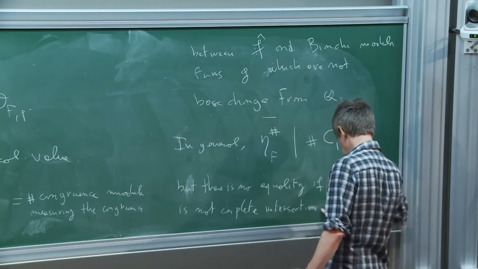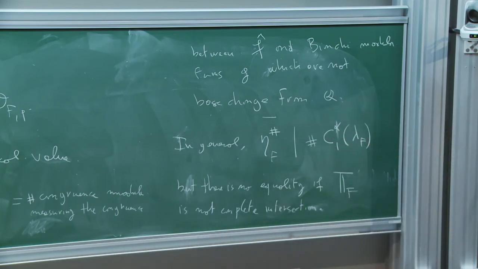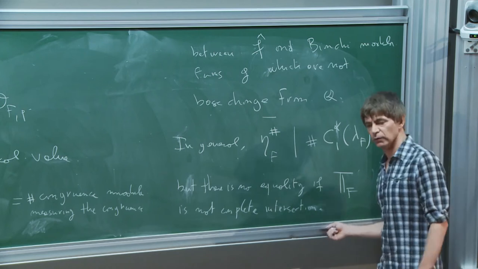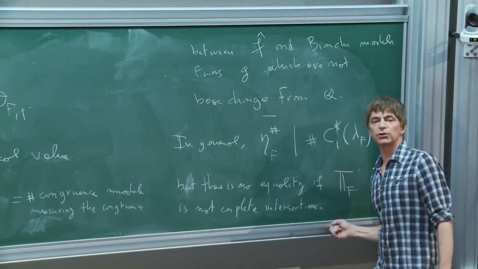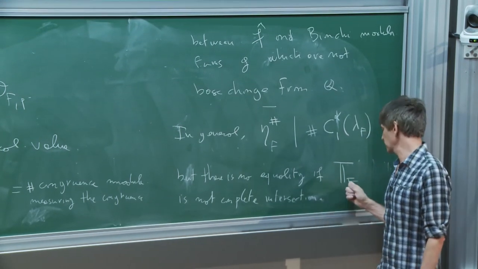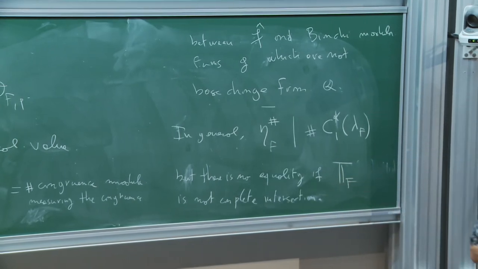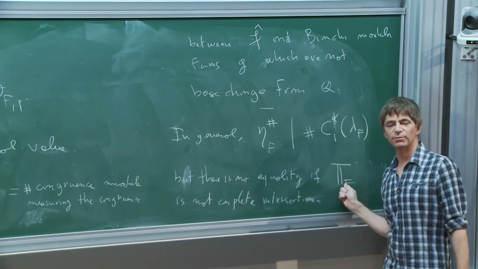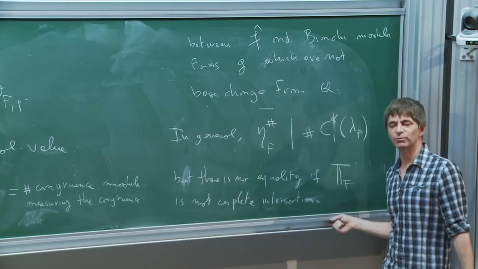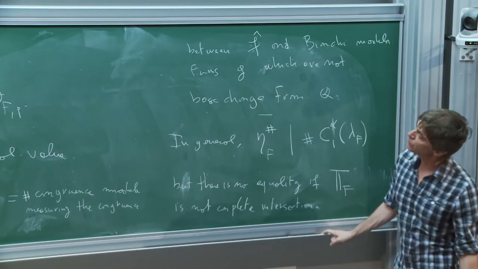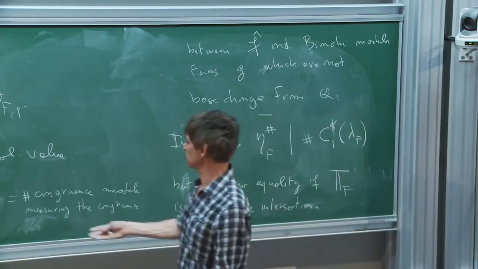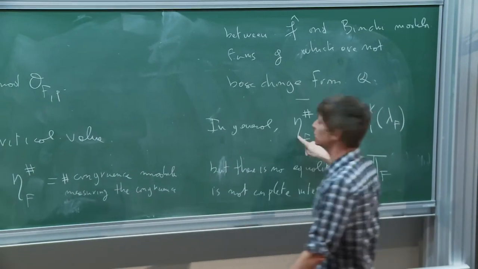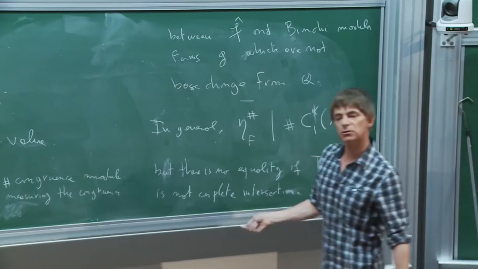Okay. And so in that case, actually, there is a work of Calegari-Geraghty, which asserts that this T_F is never a complete intersection except if we have only characteristic p forms. So in fact, that means that we never have this equality here when we take a base change.